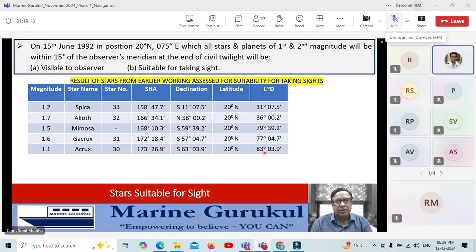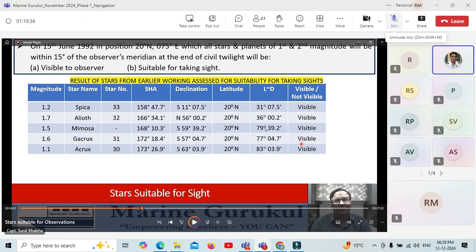Now, for the star to be visible, this L difference D shall be less than 90 degrees. And we see that for all the 5 stars, for all the 5 cases here, L difference D is less than 90. Therefore, all these 5 stars shall be visible to the observer. Clear up to here, beta? Any doubts?